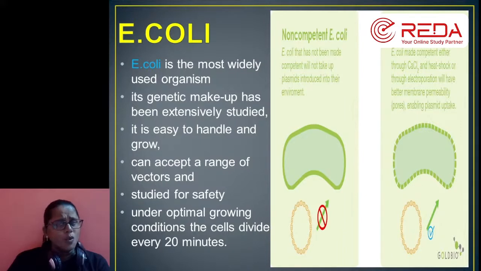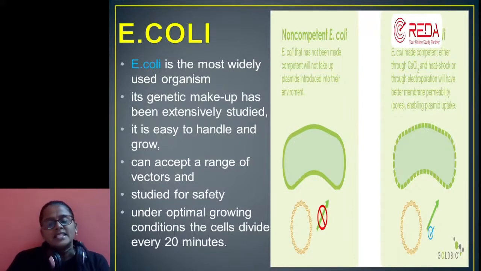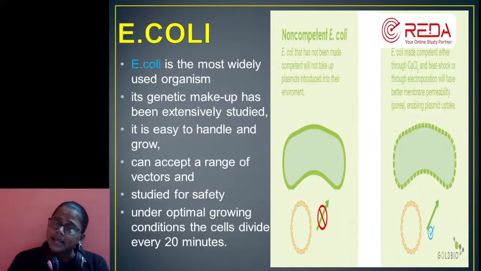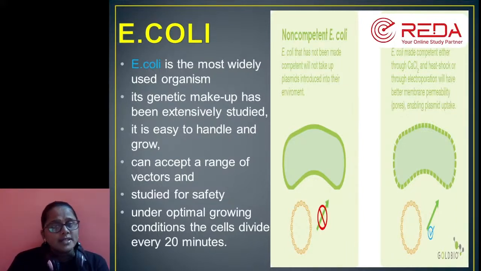E. coli is the most common and widely used organism. Why are we always choosing E. coli? The genetic makeup, how it has been designed, is already extensively studied. There is a lot of sequence database available for the E. coli.